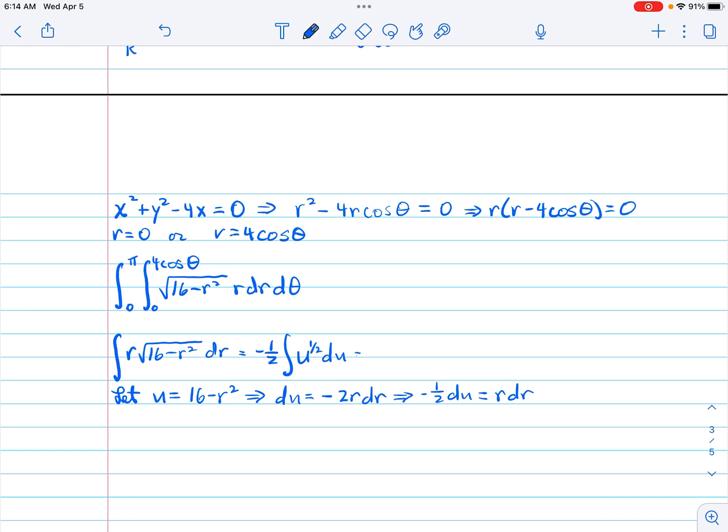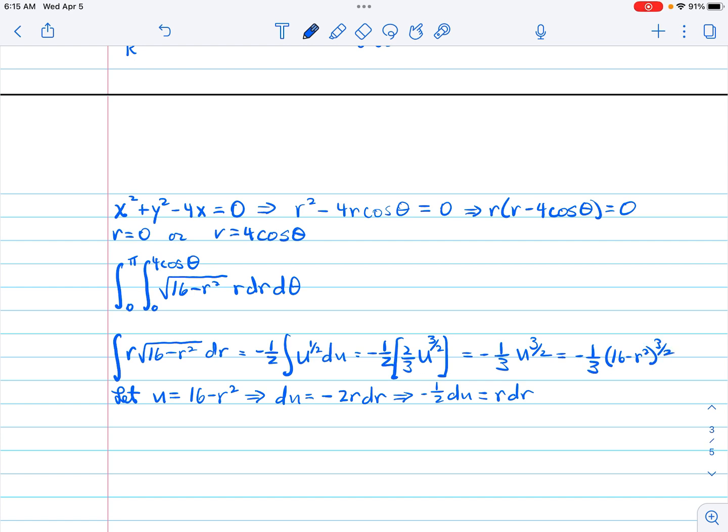Now, at this point, we can rewrite this as negative 1/2, and here we go. We've got 1/2 plus 1, that's 3 halves. So this is going to be 2/3 u to the 3 halves. And this is going to be negative 1/3 u to the 3 halves. Or in other words, negative 1/3 times 16 minus r squared to the 3 halves.